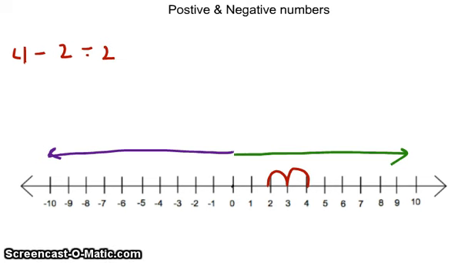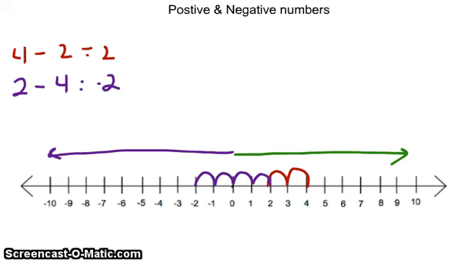Now, if we wanted to start at 2 and go -4, we'd jump 4 back. 1, 2, 3, and 4. And look where we end up. We end up at -2.